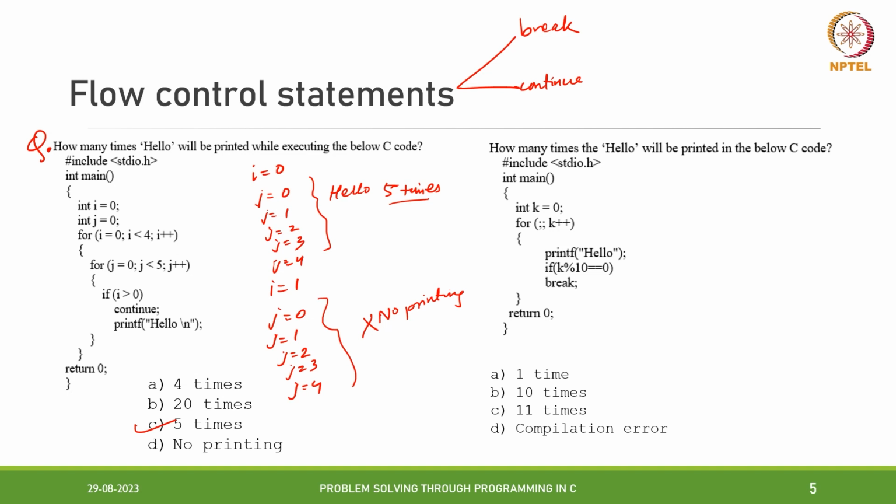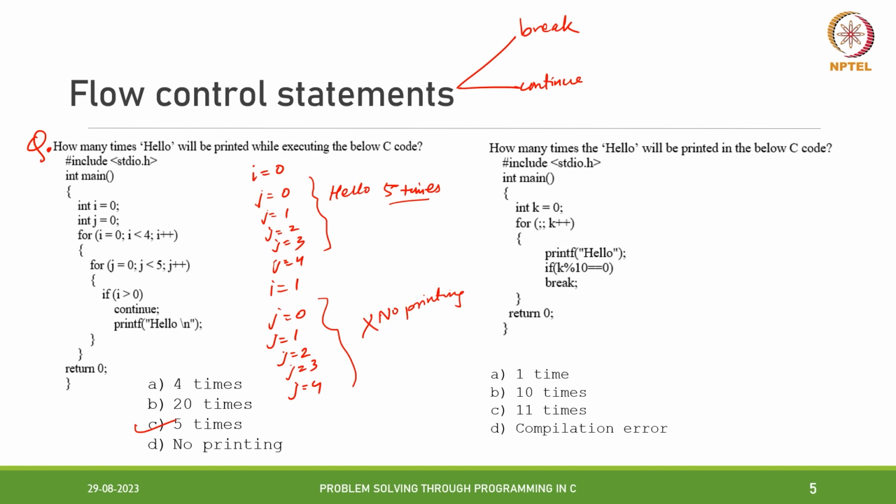So basically from i equals 1 onwards, whatever iterations you have, this i greater than 0 will always be satisfied, right? If that is satisfied, then the continue statement will be executed, the print statement will be ignored and it will move on to the next iteration. So there will be no printing on any i greater than 0. That is why you have hello being printed 5 times only.